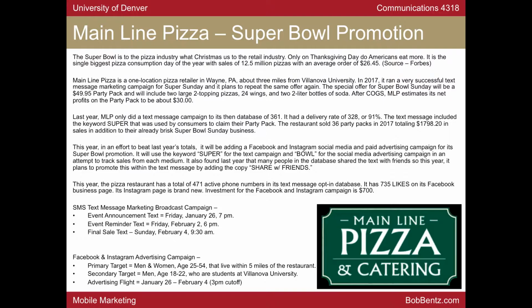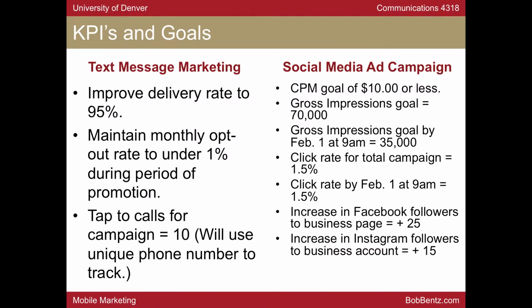Now let's establish some KPIs and goals for Mainline Pizza. So text message marketing: last year they didn't do as well on the delivery rate as they had hoped, but this year they've cleaned up the list a bit, so they want to improve that delivery rate to 95% on their text message marketing. Keep in mind that your text message provider will tell you if the message was delivered to the phone. That they know, but of course they don't know if the message was actually opened and read on the other end. That's something you couldn't possibly know. You don't know what's going on with the device of the consumer. Okay, they want to keep the monthly opt-out rate to under 1% during the period of the promotion.